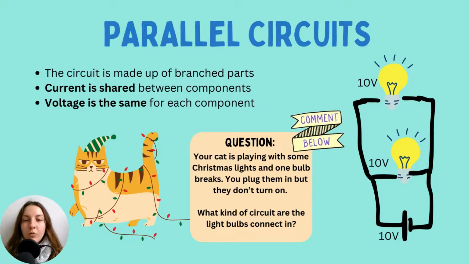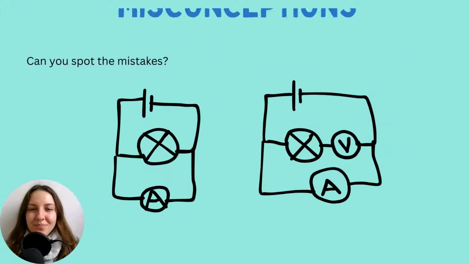I have a question for you, and it says your cat is playing with some Christmas lights and one bulb actually breaks. You plug them in, but they don't turn on. What kind of circuit are the light bulbs connected in? Comment down below. I'd be very interested to know, first of all, if you have a cat or any kind of pet, but the second one, what kind of circuit do you think this is? Let me know down below.